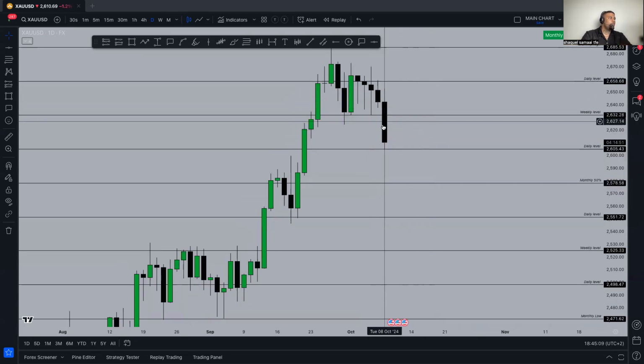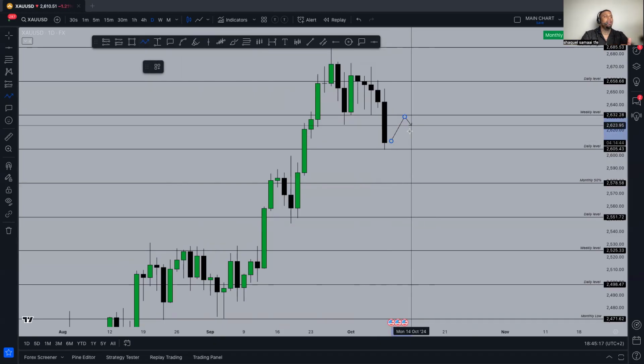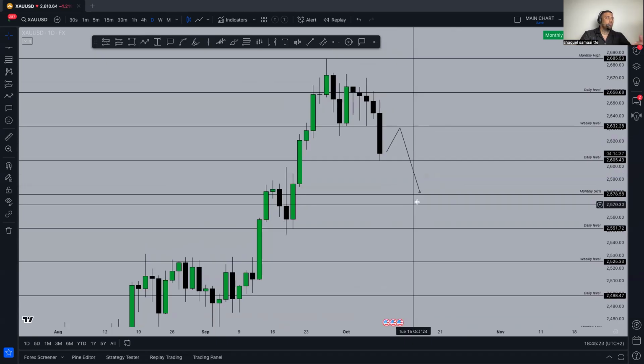So you can see right now the market broke below. What you're looking for on the daily of gold is that the market is going to pull back into the weekly level on gold and sell lower into the daily level, and hopefully into the monthly 50% of the previous month. Therefore, this will be the gold analysis.